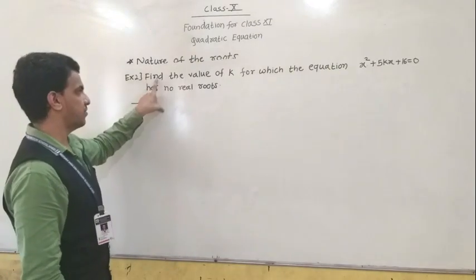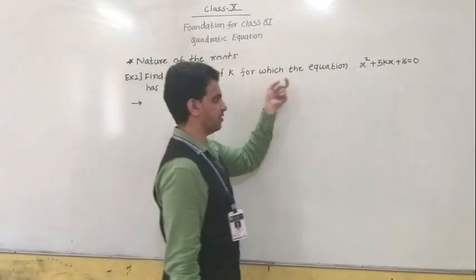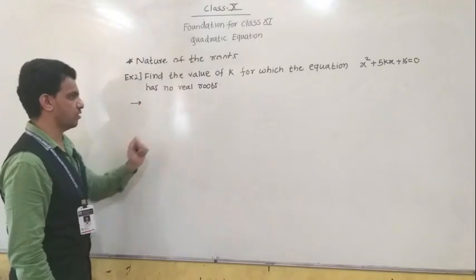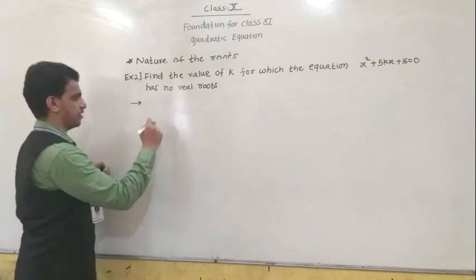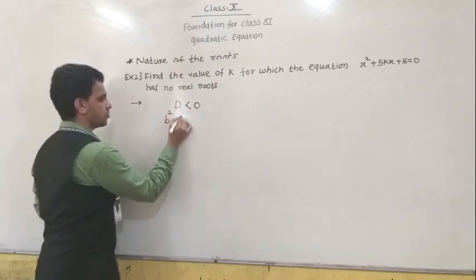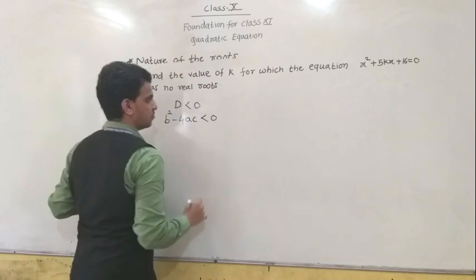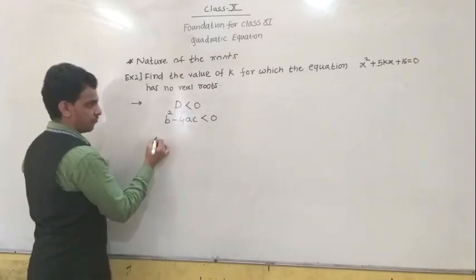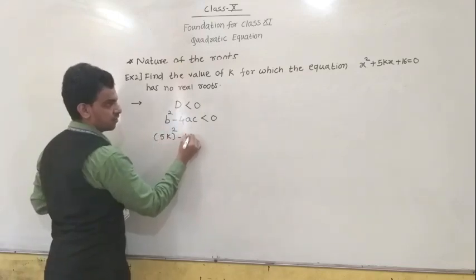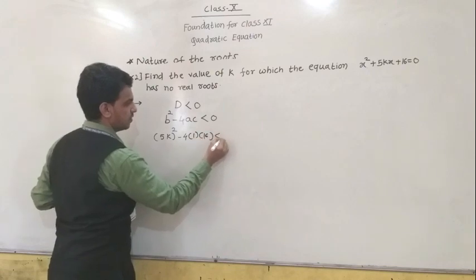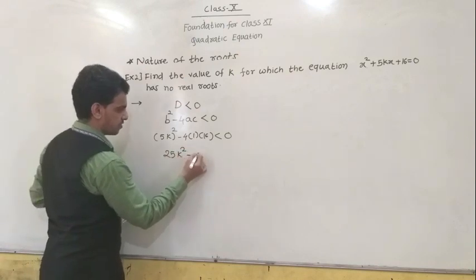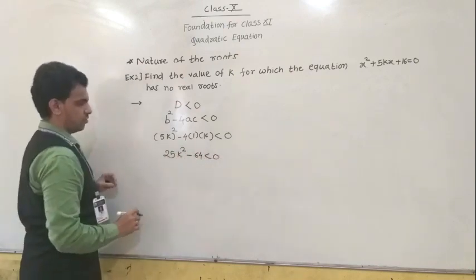The second example is: find the value of k for which the equation x square plus 5kx plus 16 is equal to 0 has no real roots. So this quadratic equation has no real roots means D less than 0. Okay, D less than 0, that is b square minus 4ac less than 0. If we put the values of a, b and c, b is 5k. (5k) square minus 4 into a which is 1, c is 16, less than 0. So 5k square, that is 25k square, minus 64 less than 0.